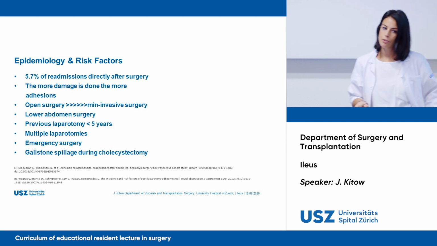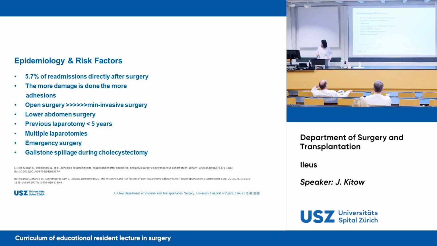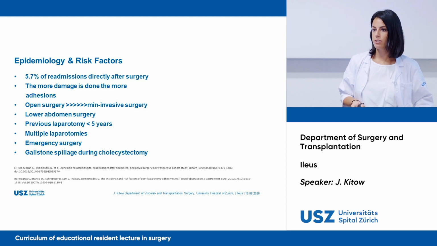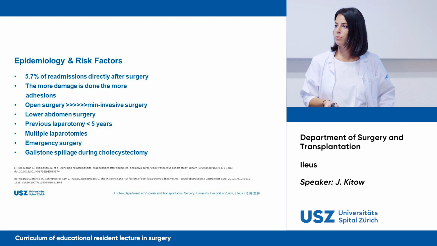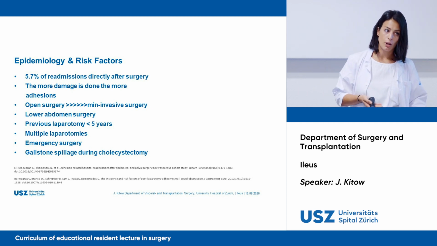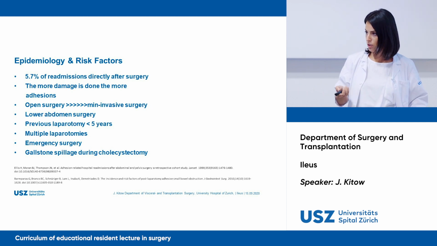As well as previous laparotomies within the last 5 years, or multiple laparotomies within the patient history, emergency surgery, and gallstone spillage during cholecystectomy, which is a very important factor for us to remember. When we do cholecystectomy, it's very important to get the gallbladder out in once and do not damage it during the cholecystectomy.